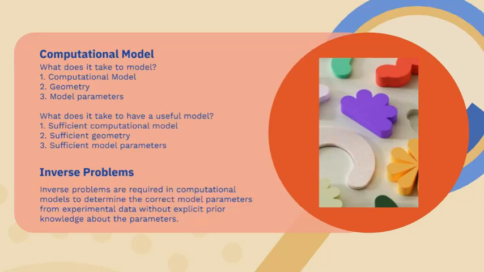So an inverse problem is essentially a strategy to try and find the correct model parameters from experimental data when we don't have explicit knowledge, prior knowledge, about the parameters. So we don't know upfront what they are, but we need to figure out what they are. That is in essence what the inverse problem focuses on.